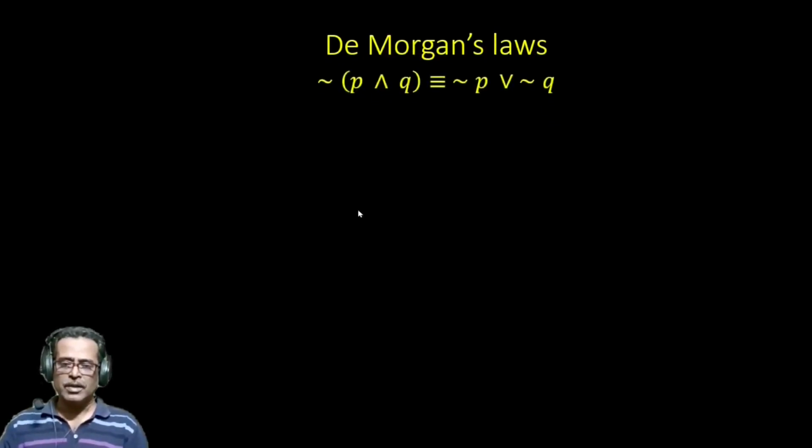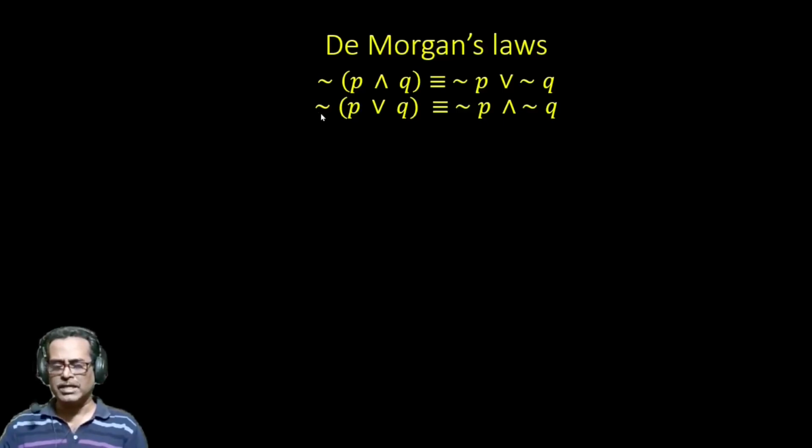This is very important, De Morgan's law. Negation of P and Q is equal to negation of P or negation of Q. That is, and is converted into or. And also negation of P or Q is equivalent to negation of P and negation of Q. That is, if we put a negation before and or or, then and will be converted into or and or will be converted into and.